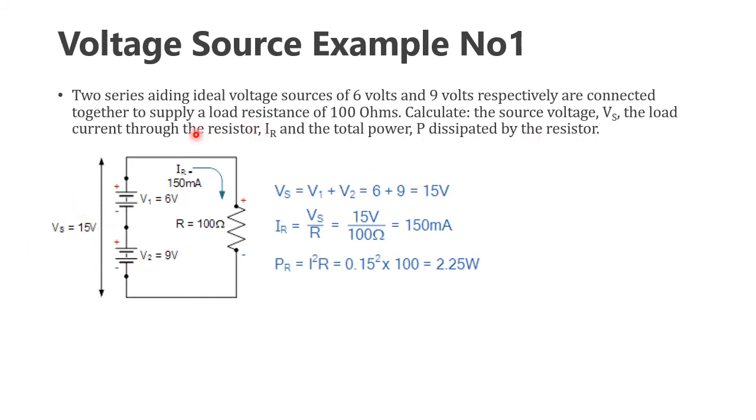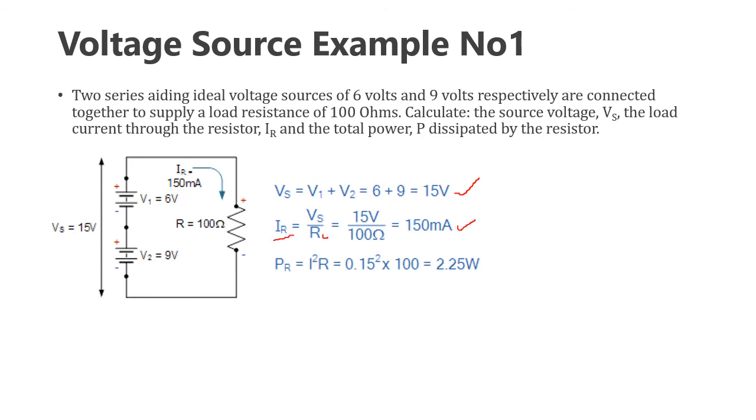Then we have to calculate the load current. The load is the 100 ohm resistor. Through this load, the load current IR, according to Ohm's law, will be equal to V over R. Here V is Vs, the supply voltage, over R, where R means RL, the load resistor. Vs is 15 volts, which we calculated previously. So we can directly substitute Vs as 15 volts, RL as 100 ohms. If we solve this, we get 150 milliamperes as the load current.